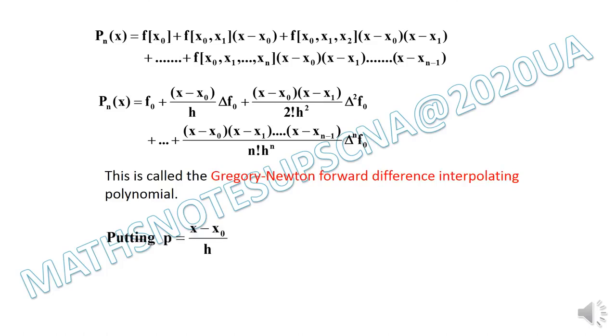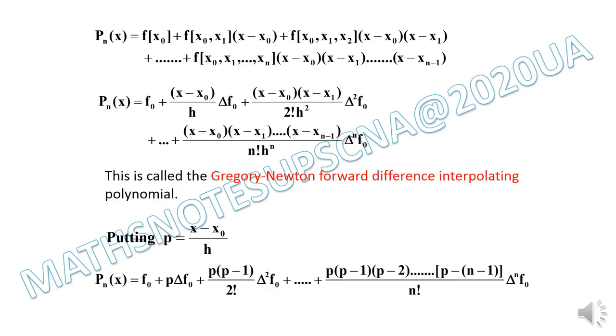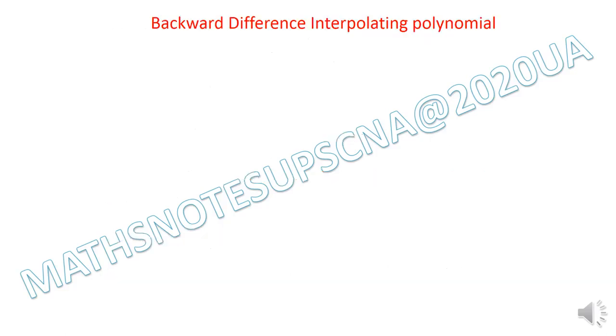Now we take (x − x0) upon h as p, and we substitute this value in the above formula. So we get Pn(x) is equal to f0 plus pΔf0 plus p(p − 1) upon 2! Δ²f0, and the last term is p(p − 1)(p − 2) up to (p − n + 1) upon n! Δⁿf0.